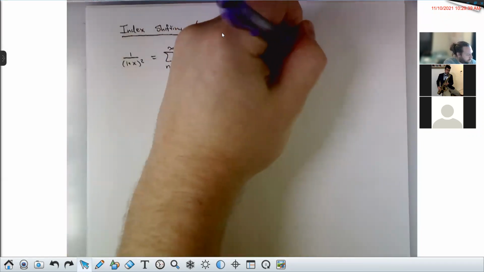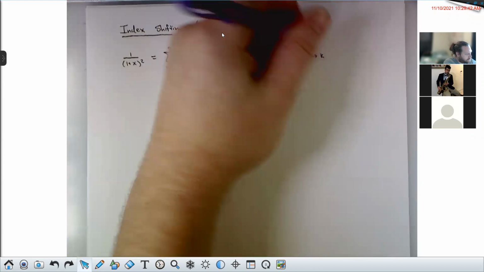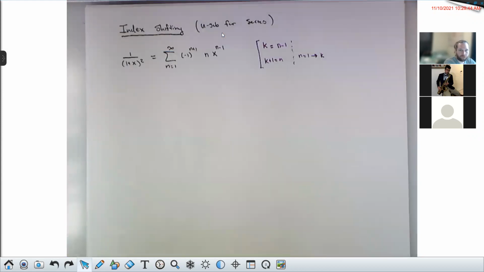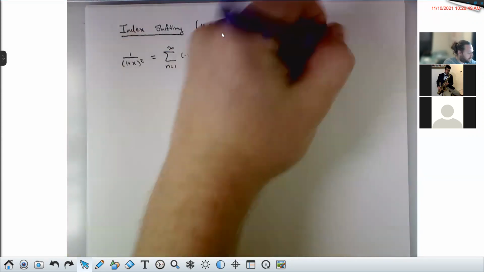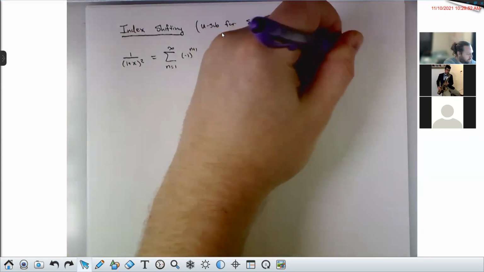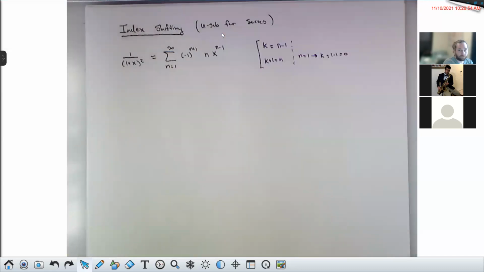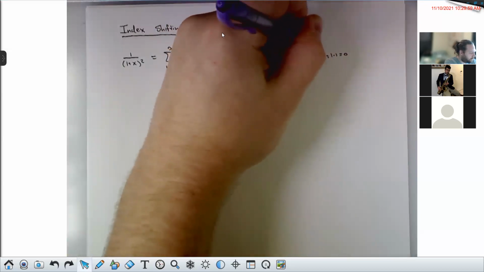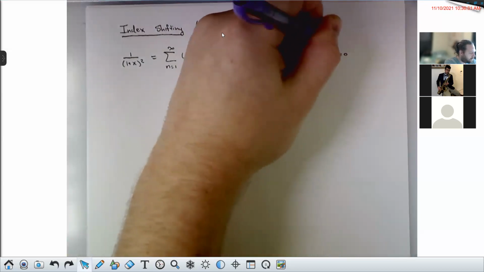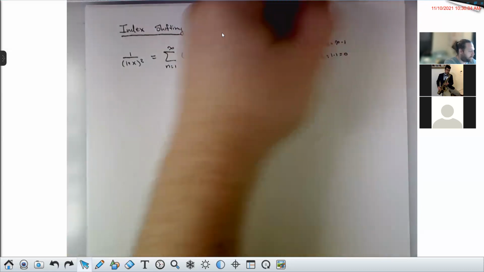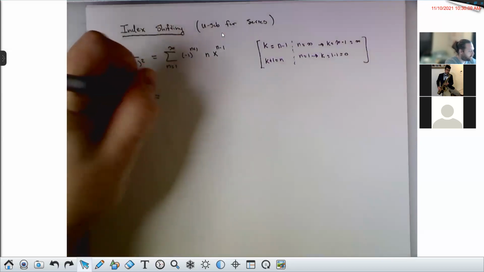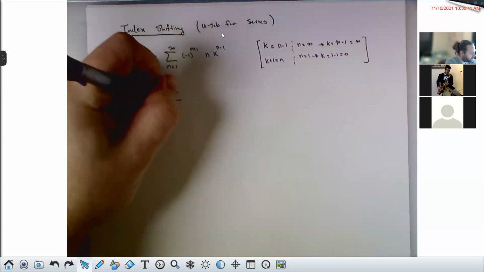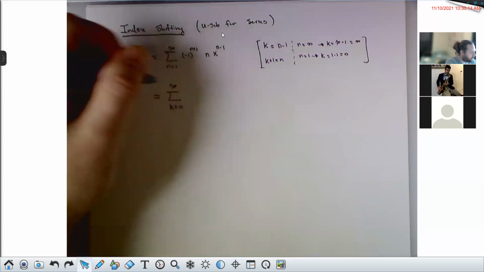When n is equal to 1, think about how you change bounds in a U sub. You just plug the old bounds into your substitution. So when n is equal to 1 here, what is k? k would be 1 minus 1, which is 0. So my new series will start at 0. When n is equal to infinity, k would be infinity minus 1, which is definitely still infinity. So I can rewrite this as sigma k from 0 to infinity.